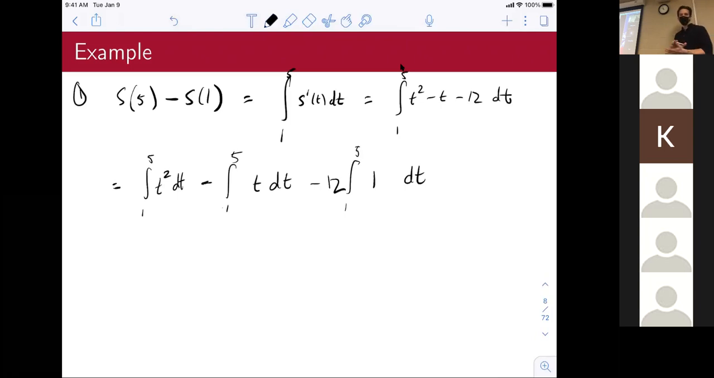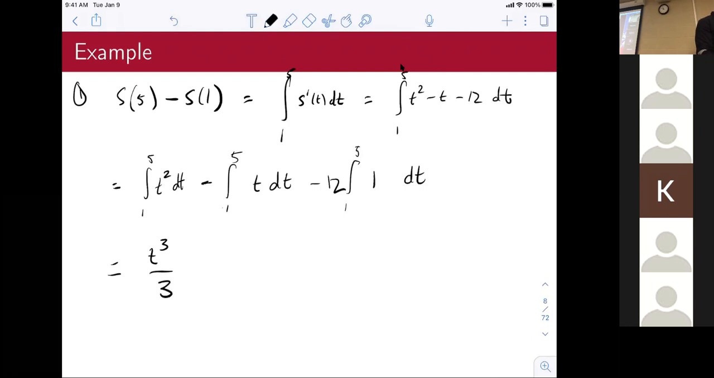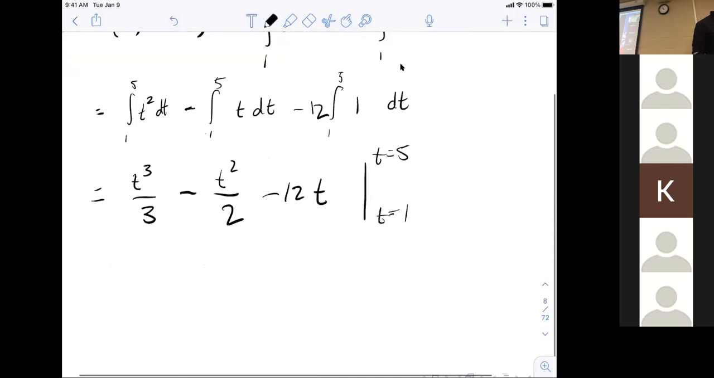All right, what's an antiderivative of t squared with respect to t? T cubed over 3, very good. Minus, what's an antiderivative of t with respect to t? T squared over 2, very good. And then minus 12 times, what's an antiderivative of 1 with respect to t? T, very good. So I evaluate this at t equals 5 and t equals 1, and then take a difference.